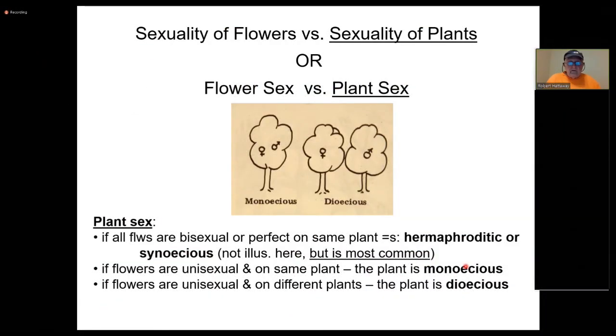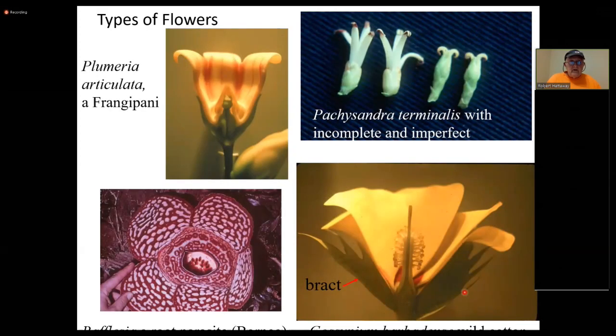Before we leave this, think of monoecious as one house with two bedrooms. An oak tree has different branches, which would be different bedrooms of the house. Whereas these are two houses, dioecious. Di means two, ecious means house, I think.